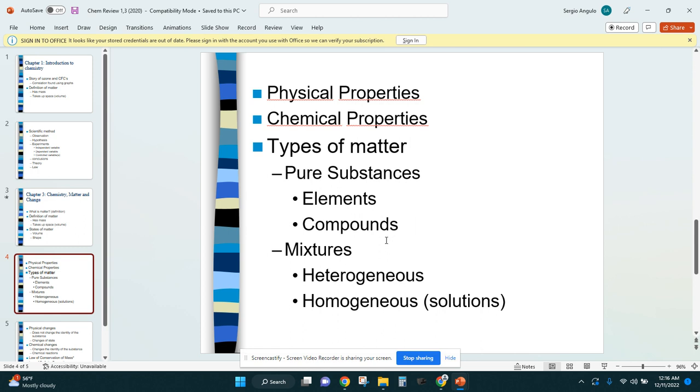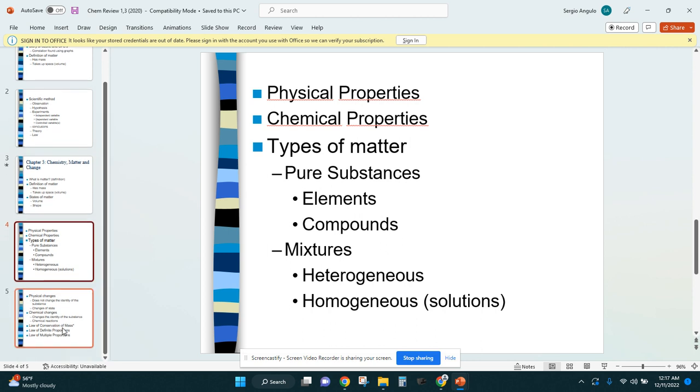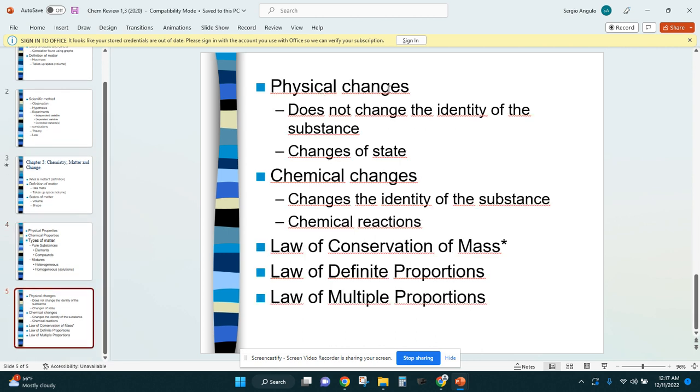Right? The elements are. Mixtures, there's heterogeneous mixtures and homogeneous mixtures, which we will be dealing with more in the second semester. Okay. And then after that, talked about physical changes and chemical changes. Physical changes do not change the identity of the substance. Examples of a physical change could be changes of state, right? Going from solid to a liquid or liquid to a gas, or vice versa, gas to a liquid, liquid to a solid. Chemical changes change the identity of the substance.